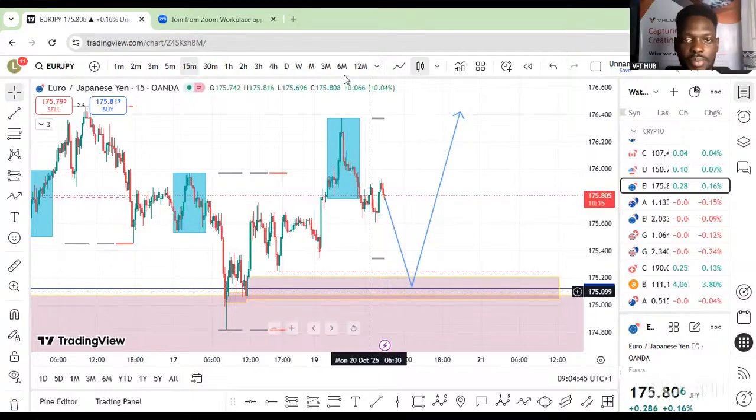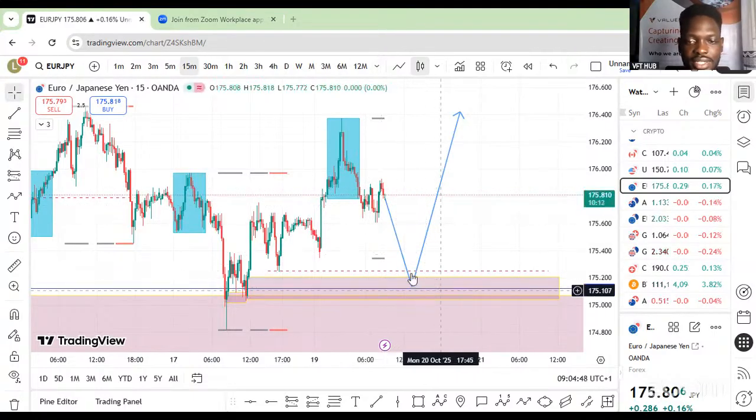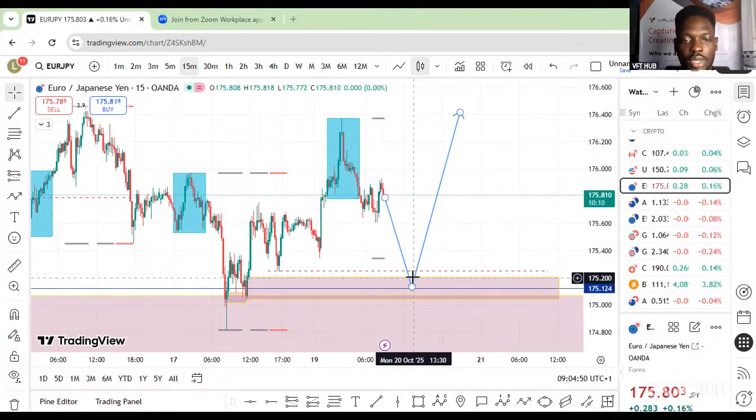Once again, sorry for the break in transmission. This is our entry signature that we should be looking out for on Euro JPY.